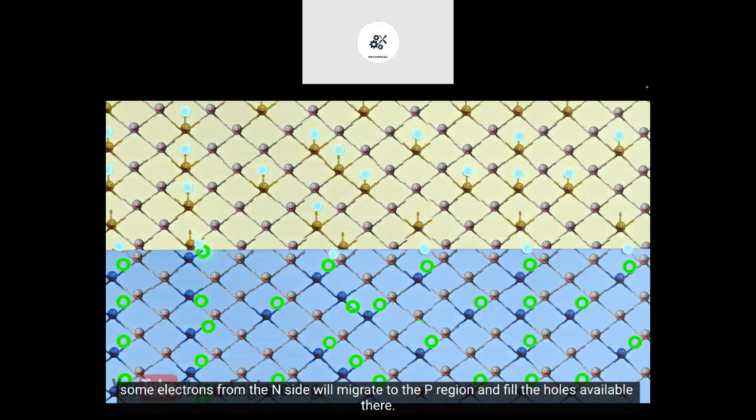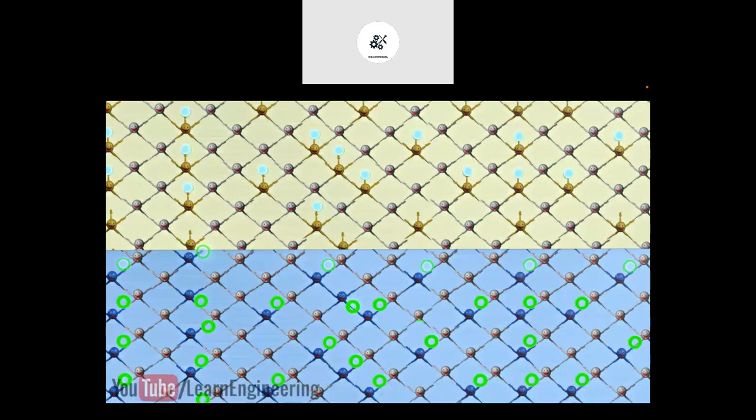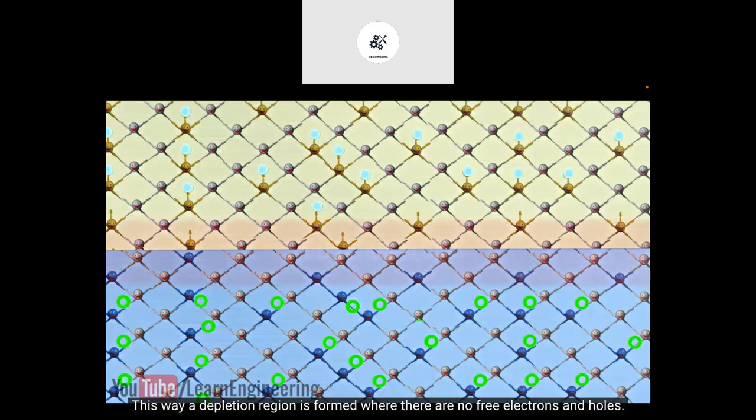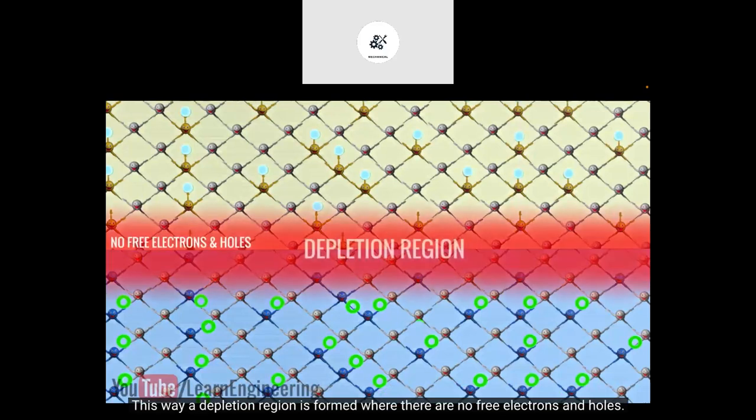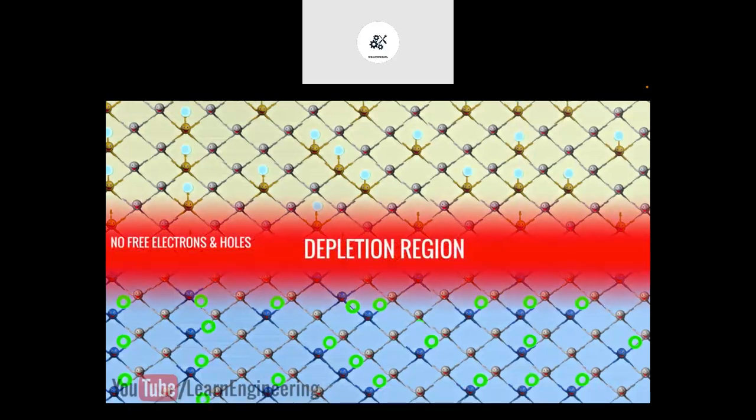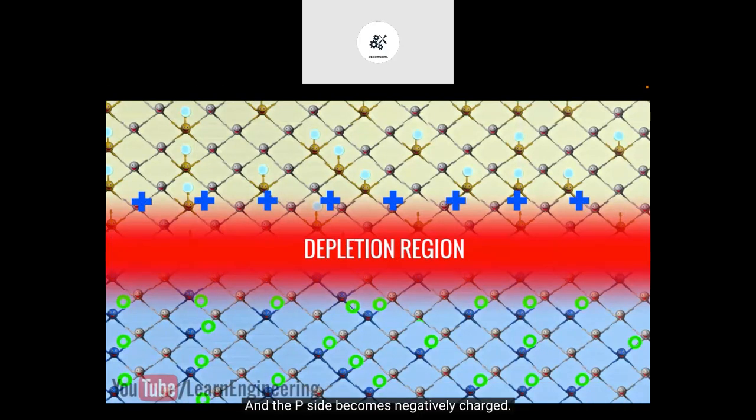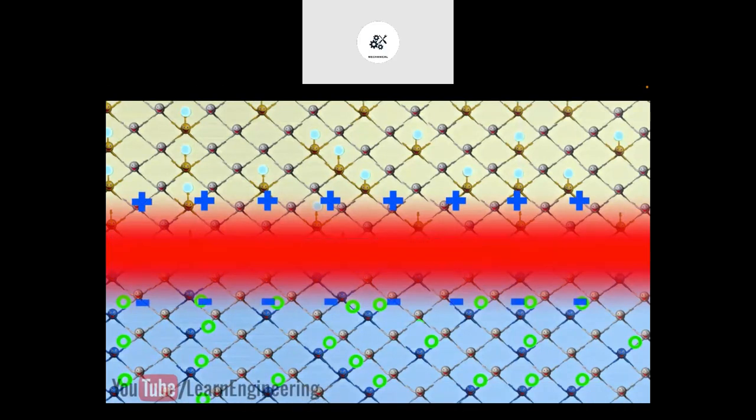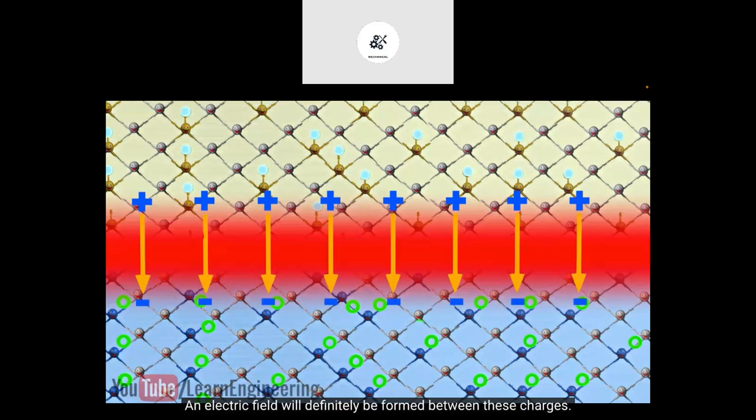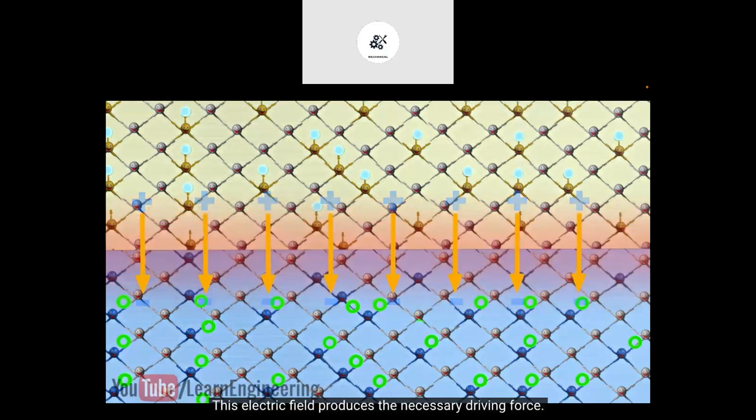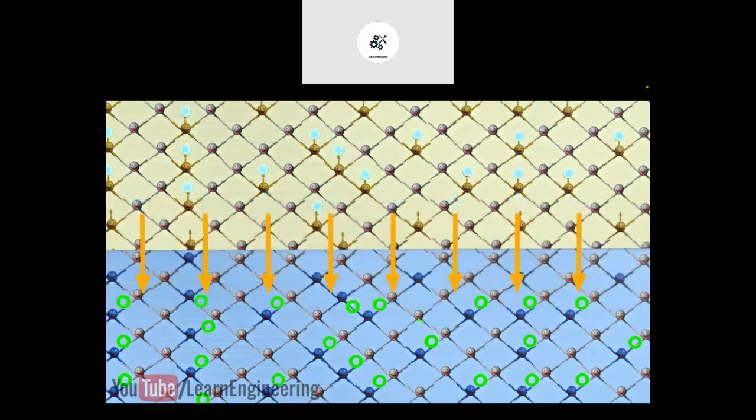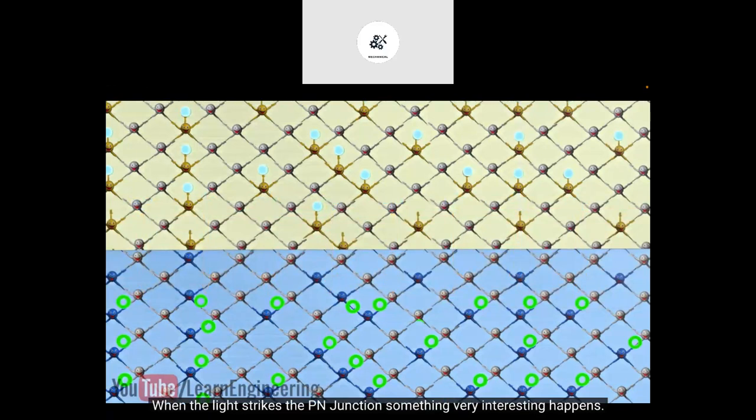If these two kinds of doped materials join together, some electrons from the n side will migrate to the p region and fill the holes available there. This way, a depletion region is formed, where there are no free electrons and holes. Due to the electron migration, the n-side boundary becomes slightly positively charged, and the p side becomes negatively charged. An electric field will definitely be formed between these charges. This electric field produces the necessary driving force.